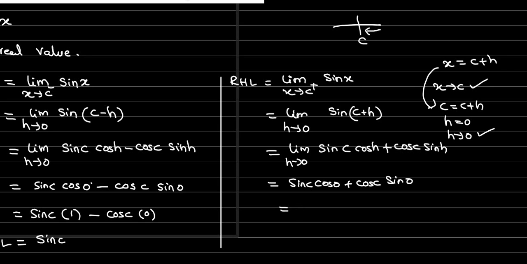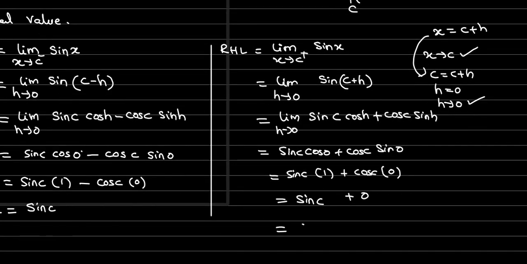We know that cos 0 value is 1, and sin 0 value is 0. If 0 is multiplied with anything, it's going to be 0. So the second term is fully 0. With 1, if you multiply anything, you get the same thing, so sin c. Sin c plus 0 is sin c. So we can notice that the right hand limit is sin c.